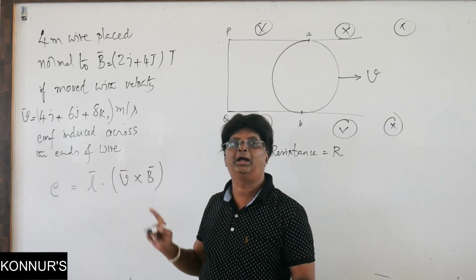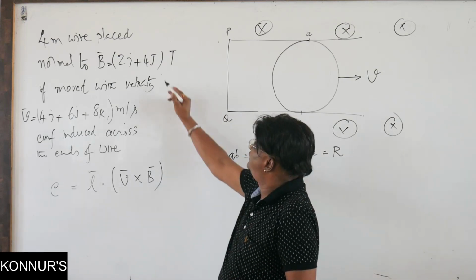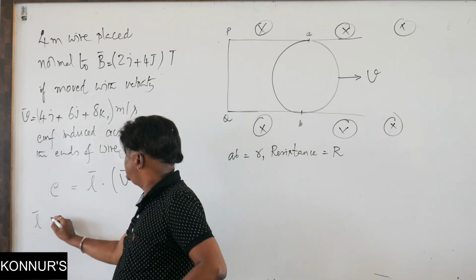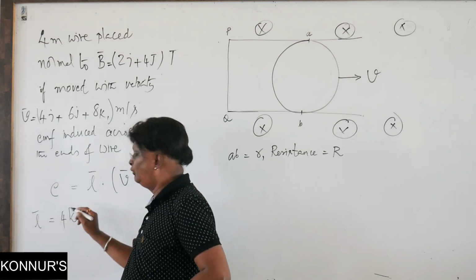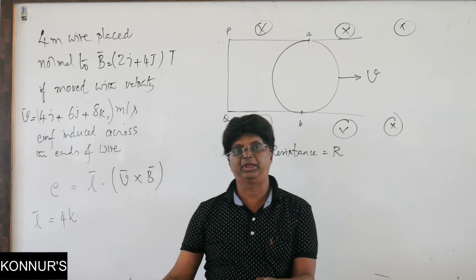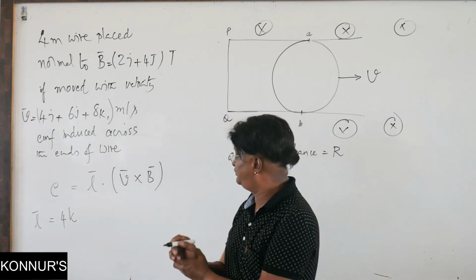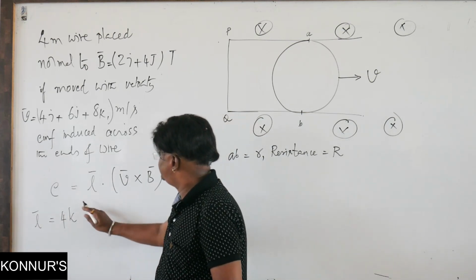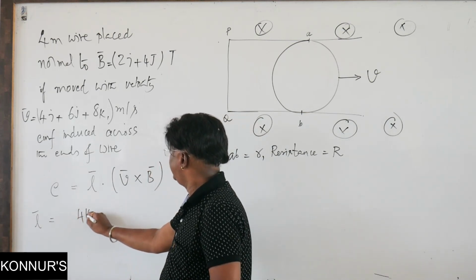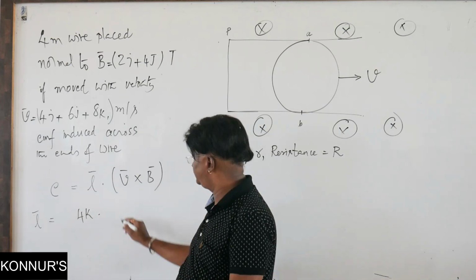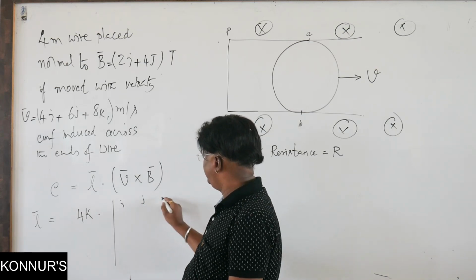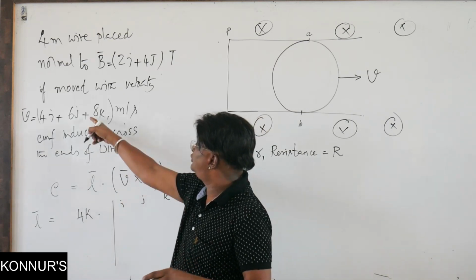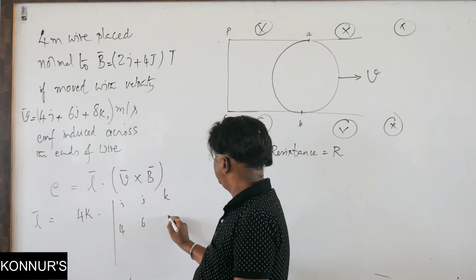In the given example, I have given them as non-coplanar because B is in the xy plane. Now what is the L bar vector? L bar is equal to 4k. Why? Normal to the xy plane means the z axis, k cap, that I have taken. So L bar is equal to 4k cap. Therefore, this is 4k dot, and we know the rule for the cross product. What is that? Yes, i, j, k in the first row, and the first vector V bar, its components are 4, 6, 8.